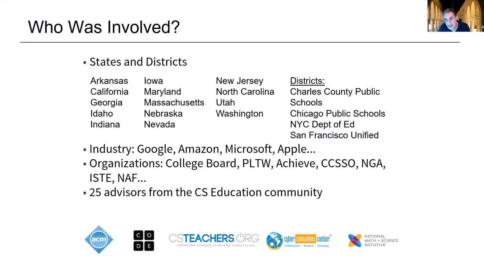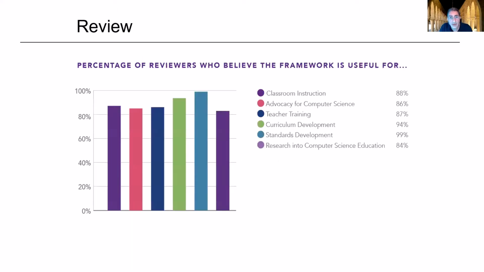And so this framework, there was a number of people involved, number of states from the United States, number of districts and organizations, including members of industry like Google, Amazon, Microsoft, and Apple, lots of organizations like the College Board and Project Lead the Way and others. And you can see there was a number of computing organizations involved, including ACM, which was where my involvement in this effort came from, Code.org, that was leading a lot of the effort, and many others like Computer Science Teachers Association and others. And if we look at, in terms of people reviewing this framework, how useful they thought it was across the board for a number of things, including advocacy, teacher training, classroom instruction, the vast majority of reviewers thought that this framework would actually be useful.